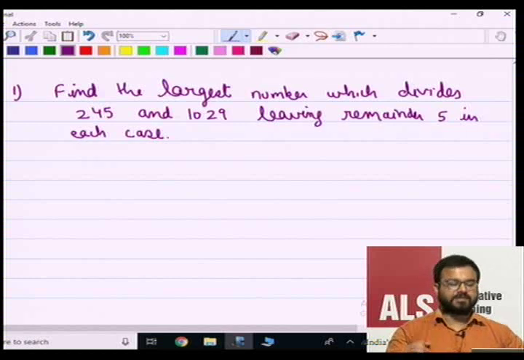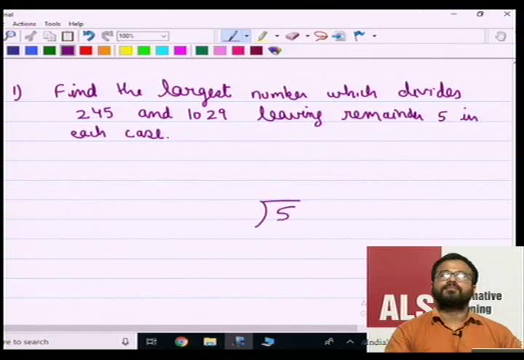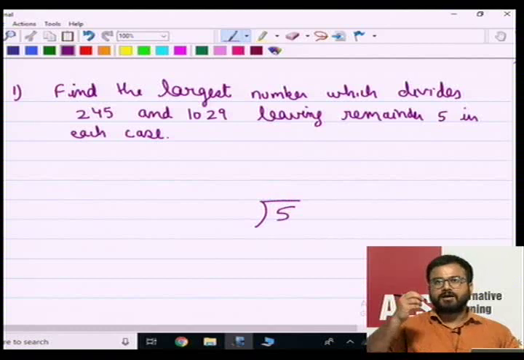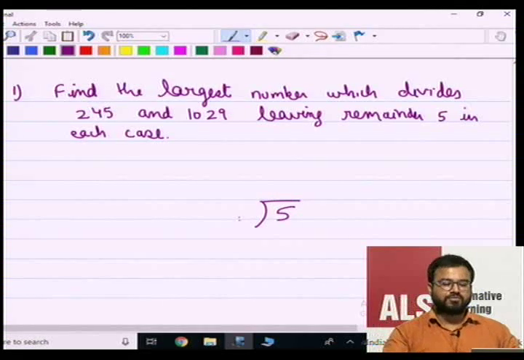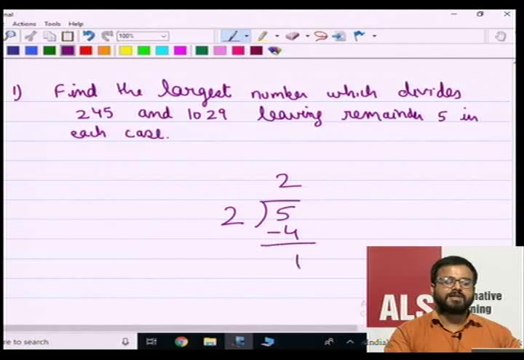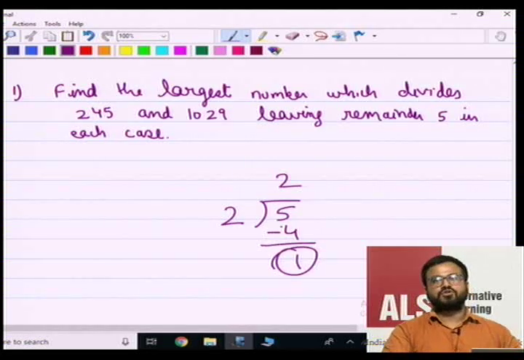See, suppose 5 is the number and if I divide it by 2, right? So 2 times 2, that is 4. The remainder is coming out to be 1. So right now we can say that 5 is not divisible.